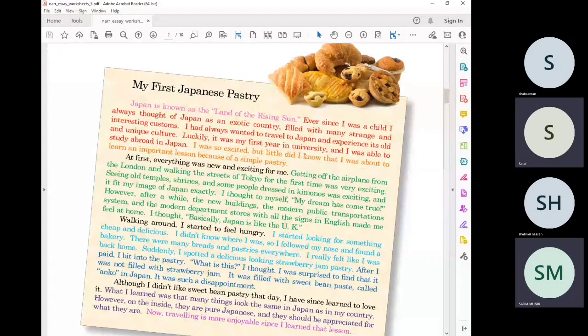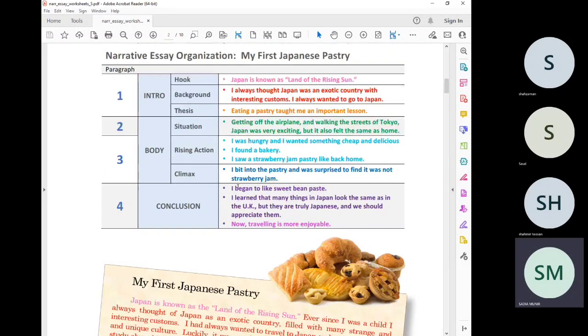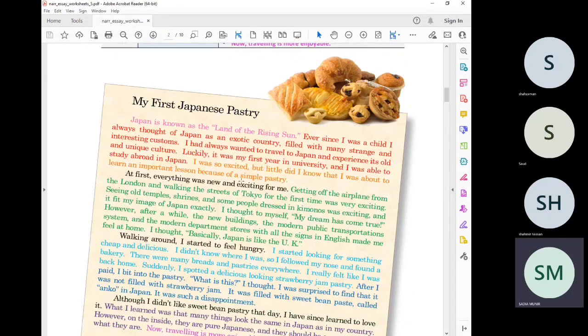I was so excited, but little did I know that I was about to learn an important lesson because of a simple pastry, right? So then next you have green, in which the situation has been written.